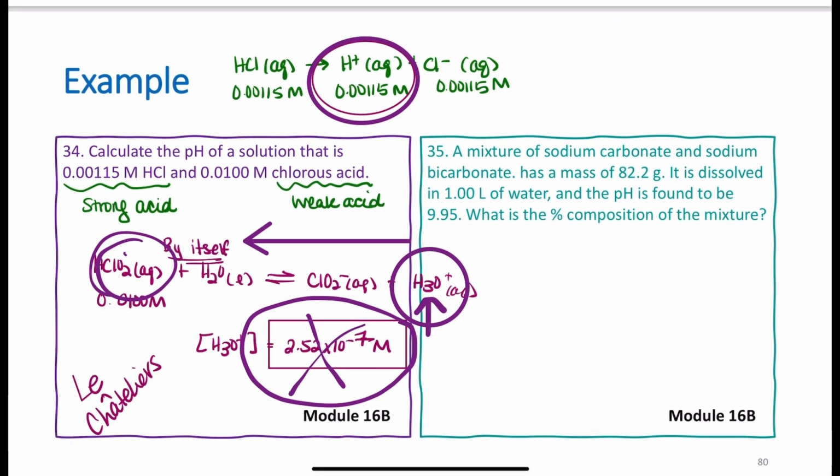So the pH of the solution is going to be dependent just on the H3O plus concentration from the HCl. So negative log of 0.00115, pH is 2.93. It's a pretty dilute solution of HCl, so it's not a real strong pH, but even still, because of Le Chatelier's principle, even less of that chlorous acid will actually break apart.